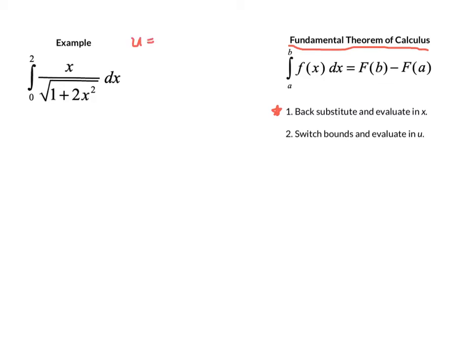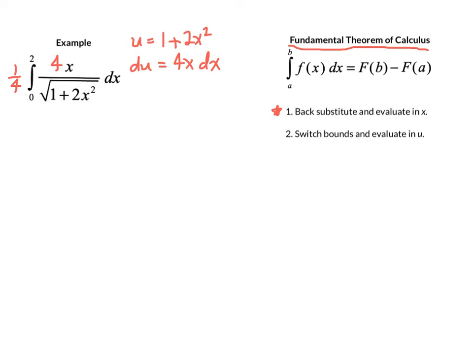So if u is 1 plus 2x squared, then our differential du is 4 times x dx. So this is an almost du case. We're off here by a factor of 4, so we can go ahead and make our du happen here inside the integrand, and then we'll balance on the outside. And that will allow us to rewrite the integral in terms of the u variable.